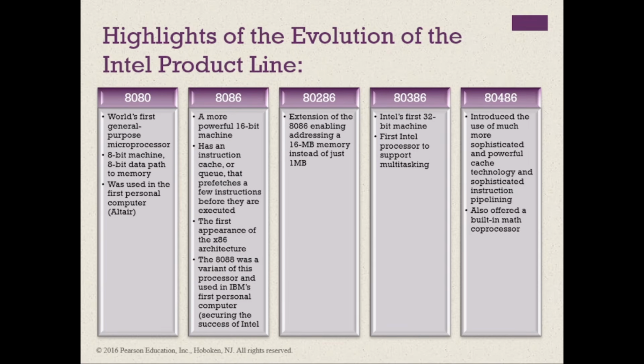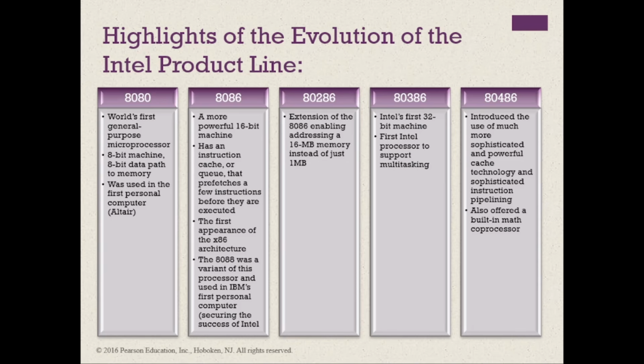So, what are the highlights of the evolution of the Intel product line? It is worthwhile to list some of the highlights, such as the 8080, the world's first general purpose microprocessor. This was an 8-bit machine with an 8-bit data path to memory. The 8080 was used in the first personal computer, the Altair.